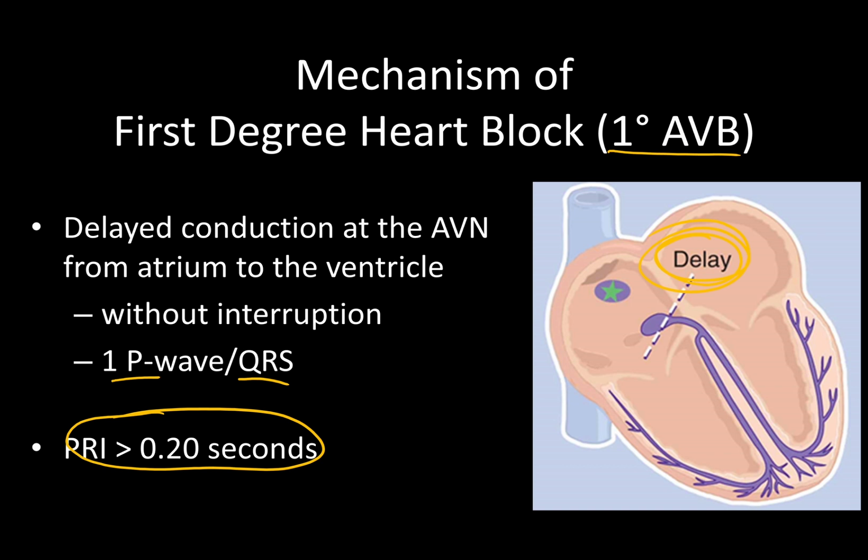First degree heart blocks are actually very, very common, and they're really easy to spot because it's a simple matter of measurement. The QRS will be perfectly normal. It should conduct without any difficulties whatsoever. You just have a longer PRI.